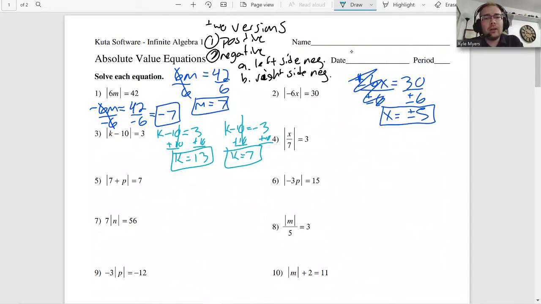All right, number 4, same thing. Kind of only have one thing here, so it's going to be either this or this. And we could have made the x over 7 negative as well. Okay, you can make the left side negative or the right side negative. We're going to times 7 on both sides.